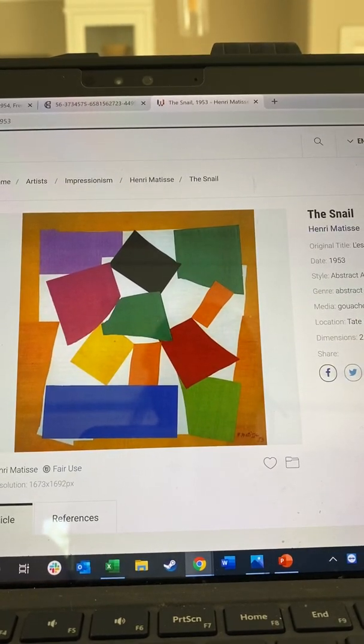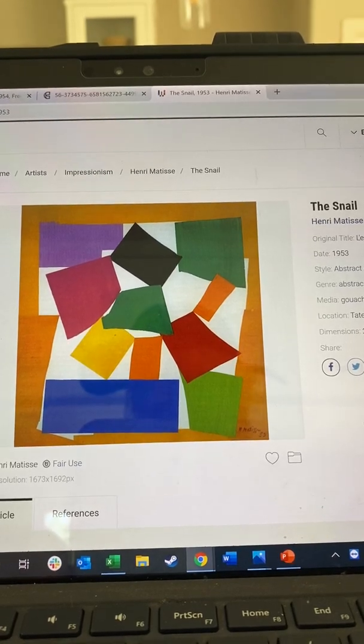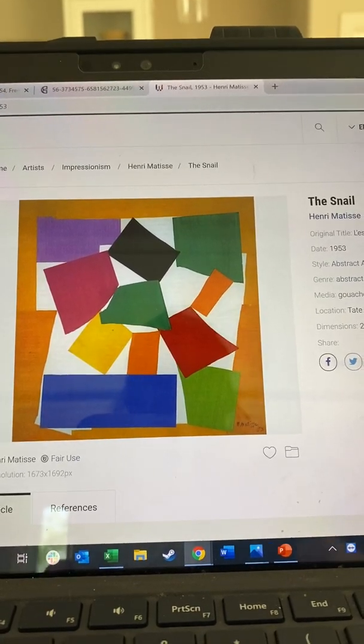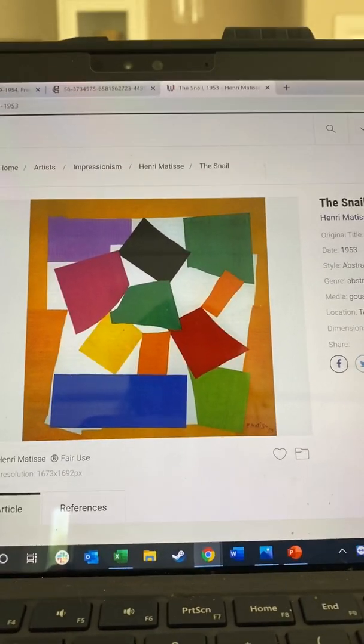Kind of funny how Matisse would have made a lot of money on a picture like this. I think we are all in the wrong profession. Am I right? Anyways, the snail.